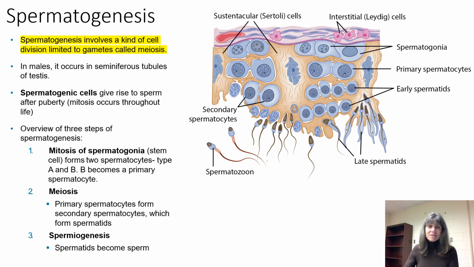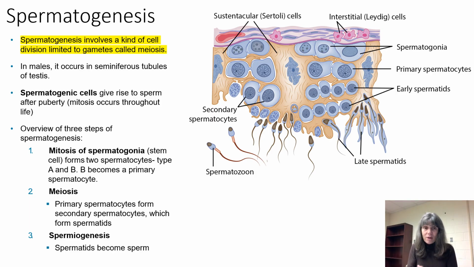And what's going to happen is those spermatogenic cells, known as spermatogonia, are going to give rise by way of mitosis to two types of spermatocytes. We have type A and type B. Type B are going to become primary spermatocytes, while type A are going to remain as spermatogonia, so they can keep going through mitosis.